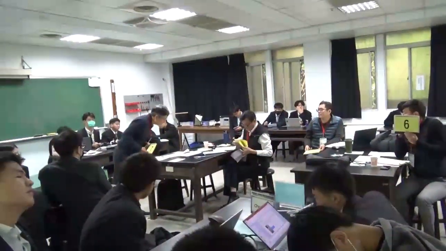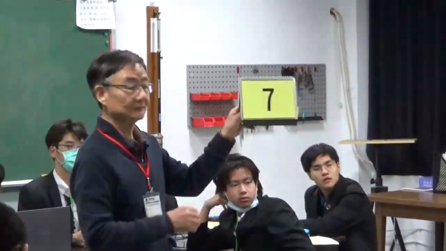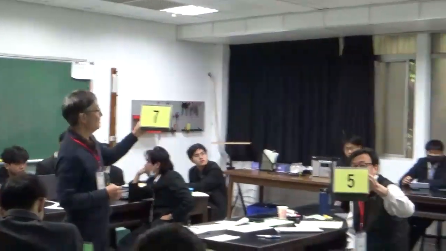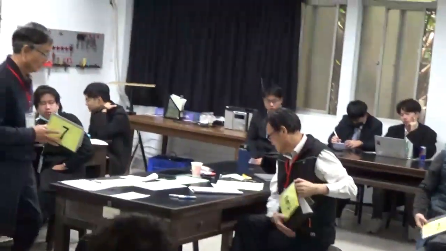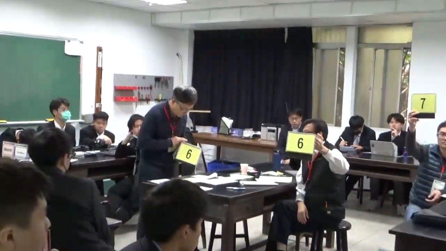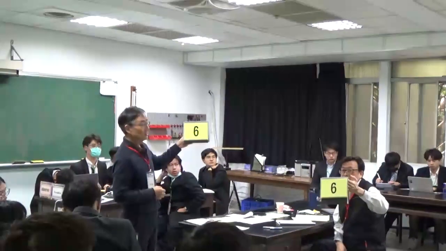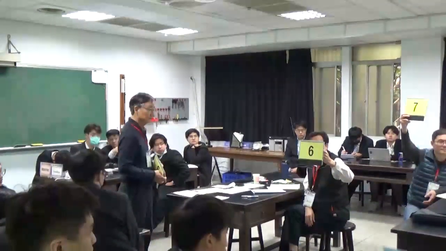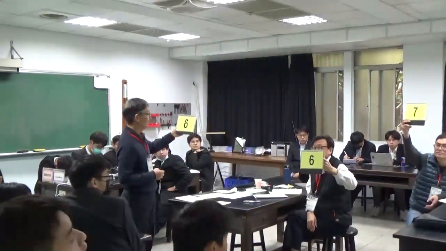Let's start with the reporter's grades. The grades are 7, 5, 7, 6, 7. Now here comes the opponent's grade: 6, 6, 7, 6, 7. And the last one will be the reviewer's grade. The grades are 6, 6, 7, 5, 7.